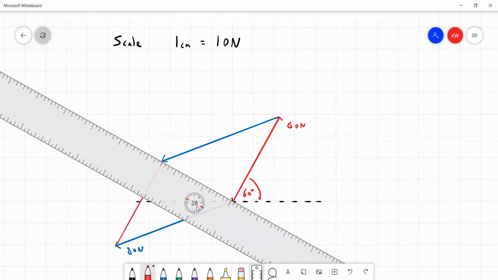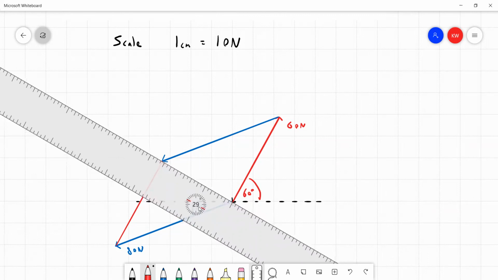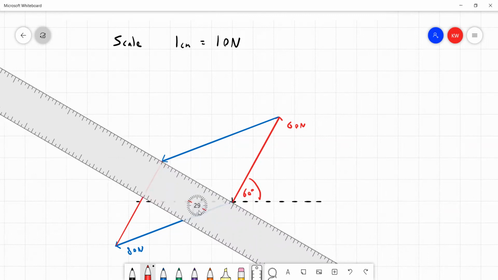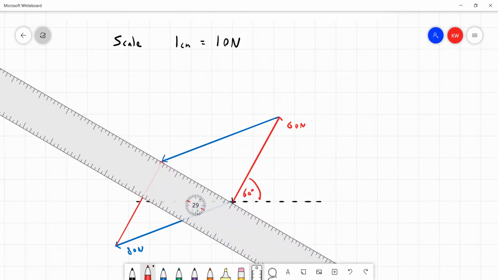So we try to be as accurate as possible to the nearest degree. You could say, I think 29 looks about right. It's good to be as precise as possible, but we can only be so accurate when we're doing things, even when we're drawing like this in a computer, and certainly by hand. So we'll draw in our resultant with a green line here.